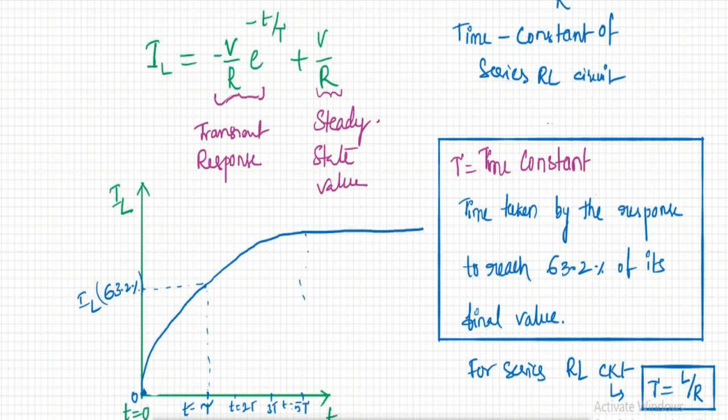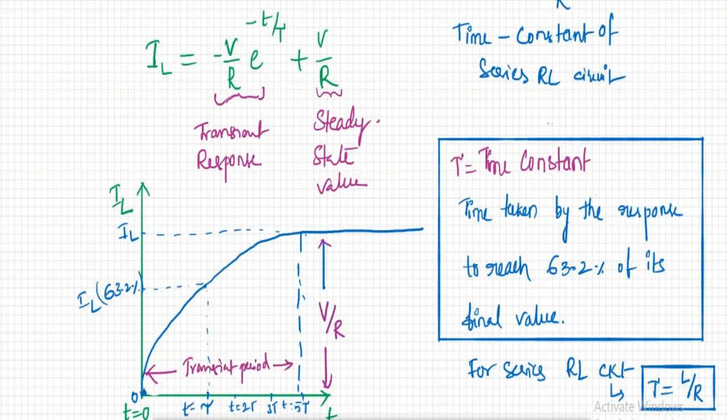So this is the condition at t is equal to 5 tau, the response of the system has almost attained the steady state value. This is the steady state value magnitude, which is given by our particular integral, that is V by R. Okay, so here you can see the transient period is between 0 to 5 time constants. This is the transient period of the circuit.